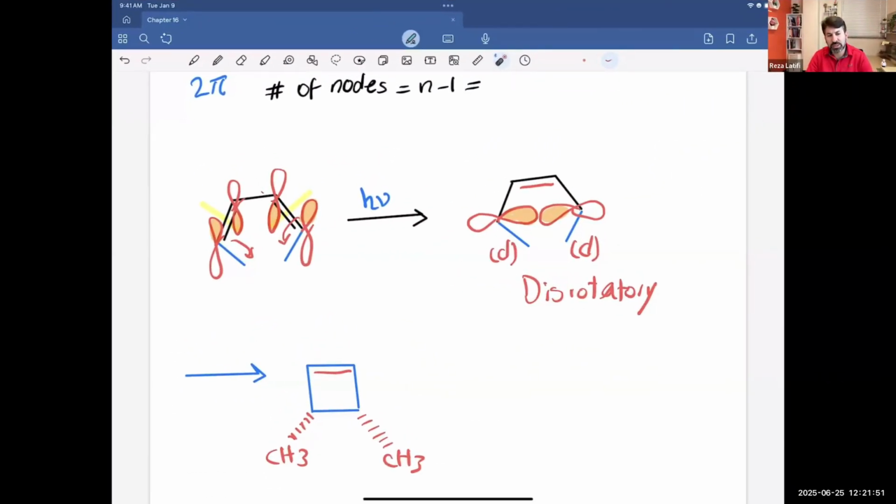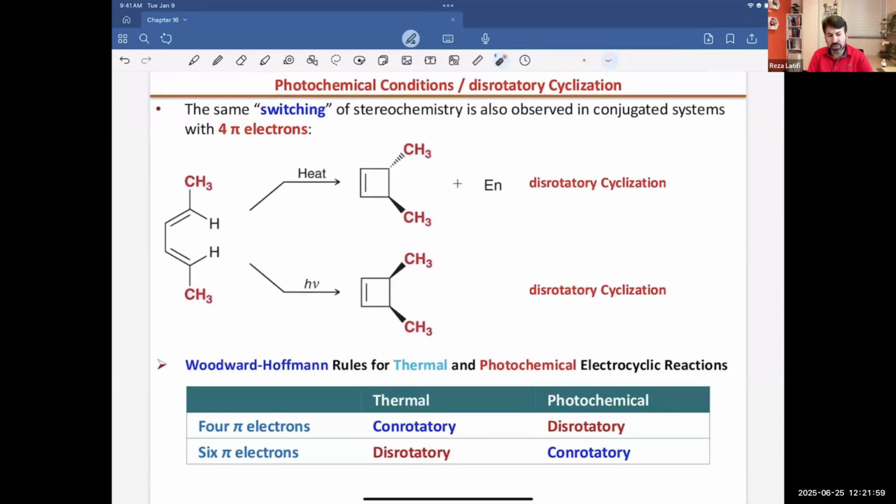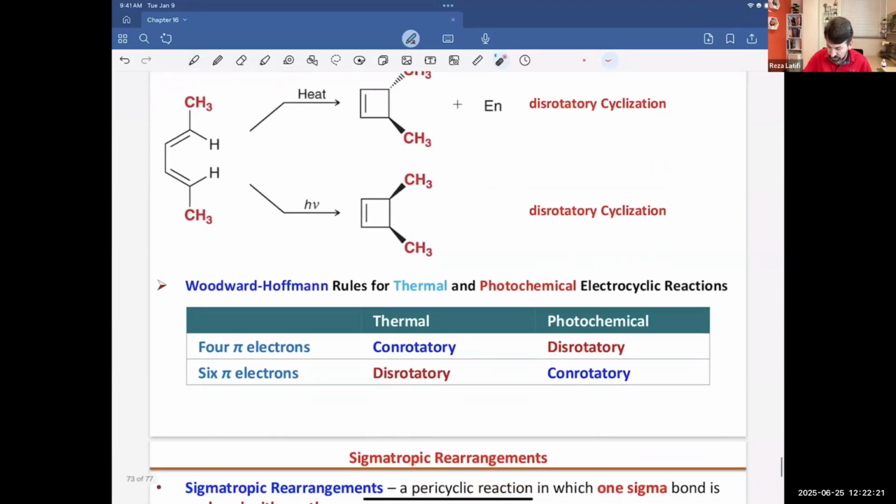So if I want to summarize whatever I said for the last 2 lectures, it is going to be something like this. It depends on how many pi electrons we are dealing with, and whether we are using heat. If we are dealing with 4 pi electrons, the rotation will be conrotatory. But if we switch to 6, the rotation will be disrotatory. So the first one, they will rotate in the same direction, while the second one, they will rotate opposite of each other. Now, if you take this same number of p orbitals, this time change it to photochemical instead of thermal, the rotation is going to be opposite. So in this case, the conrotatory will turn to disrotatory.